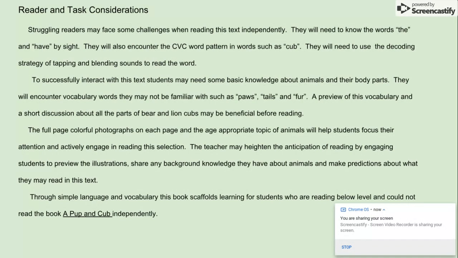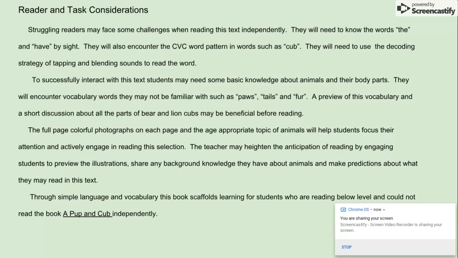could have faced challenges when reading this if they were unable to recognize some basic word patterns, CVC, for example, the pattern in the word cub. To successfully interact with the text, they needed to know basic background about body parts, some vocabulary that was identified. Paws, tails, and fur may give them a little bit of difficulty. So here you can see a suggestion for introducing that vocabulary.